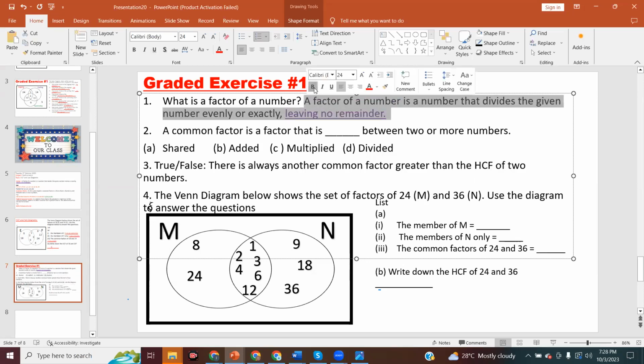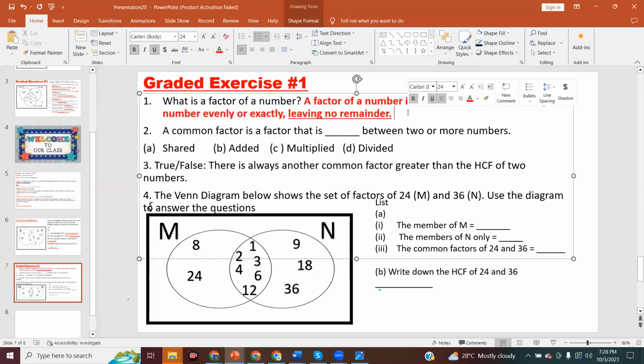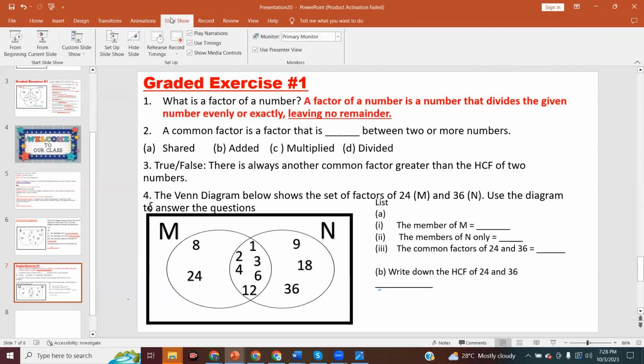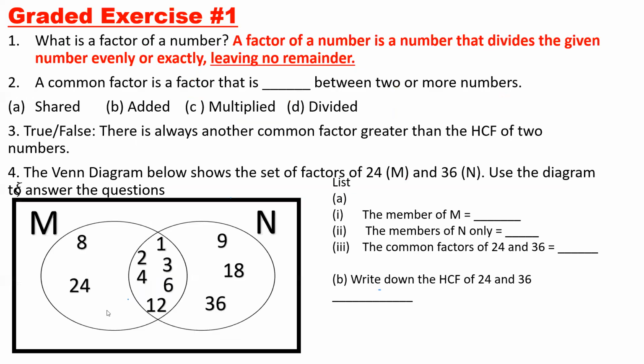So a factor of a number is a number that divides the given number evenly or exactly without leaving a remainder. How many persons got that for number one? Very good. Next question. A common factor is a factor that is it A shared, B added, C multiply, or D divided?